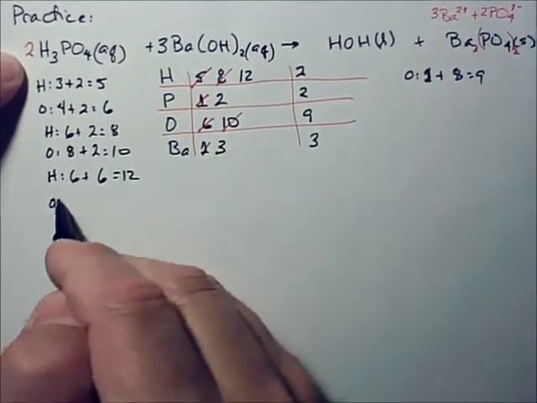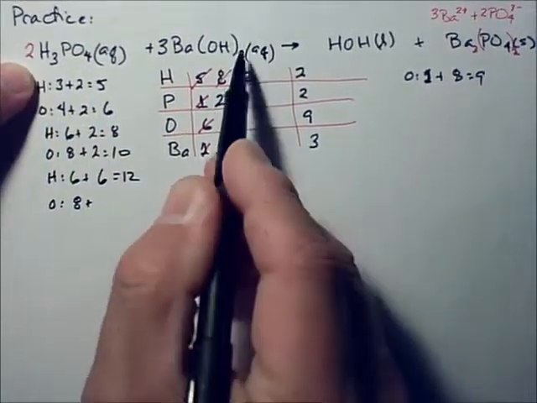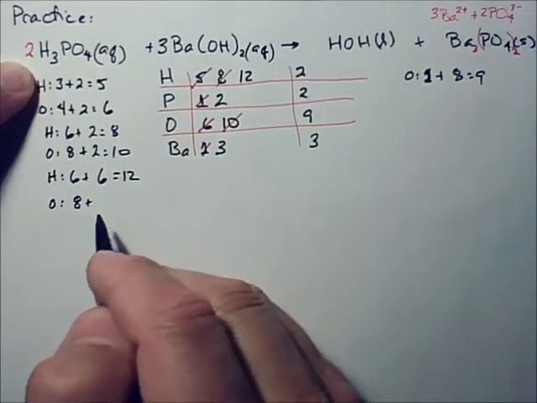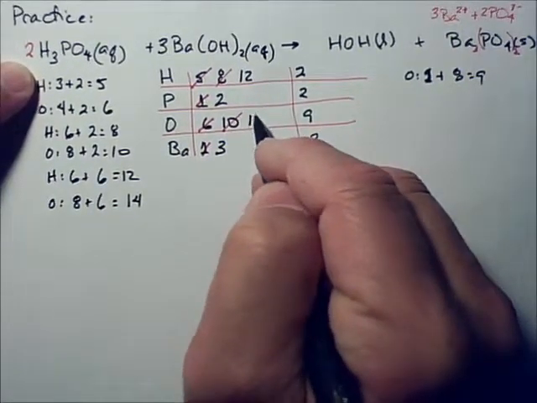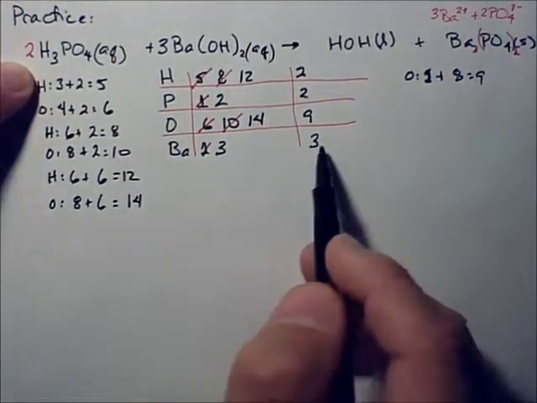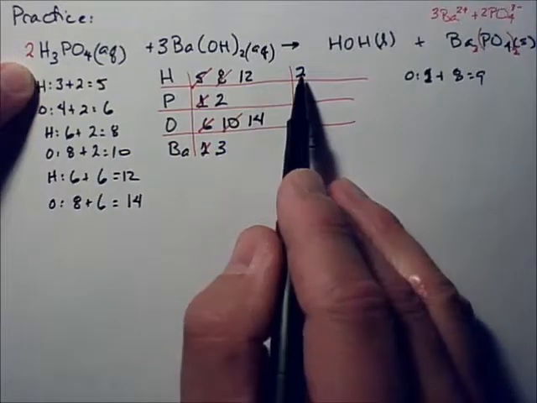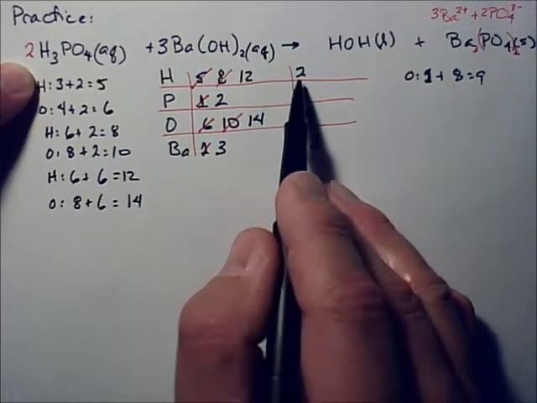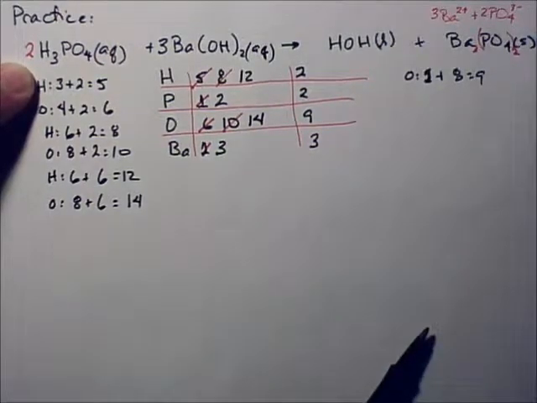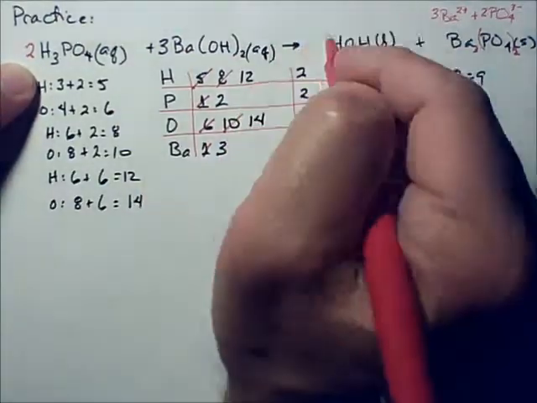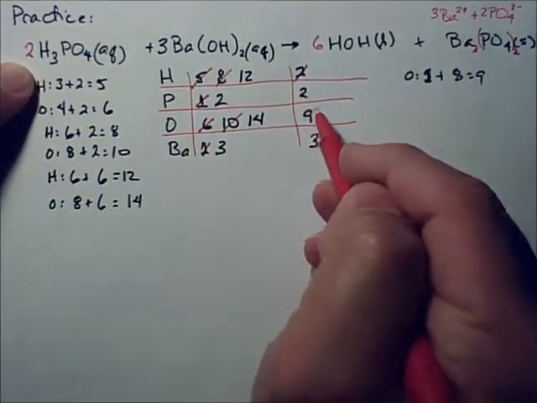Let's see, in oxygens, 2 times 4 is 8. 2 times 3 is 6. So I've got 14 oxygens. Okay, so barium's balanced, phosphorus is balanced, oxygen we're going to save for last, hydrogen we need to do next. I have 12 on the left, 2 on the right. To get a total of 12, I need a coefficient of 6 in front of that water formula. That's going to change the hydrogens and oxygens.